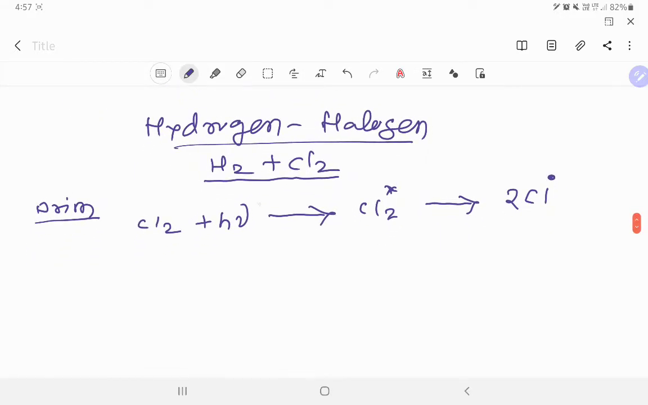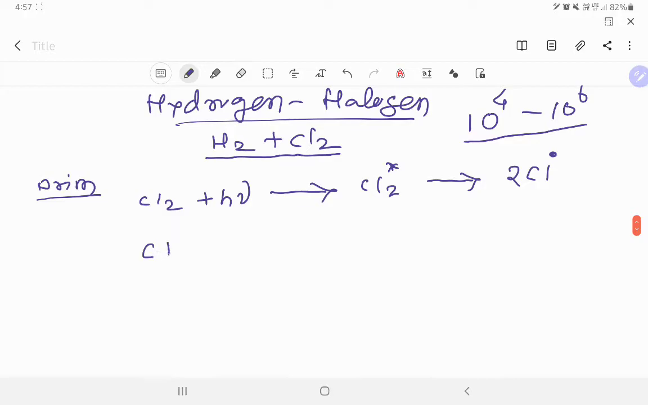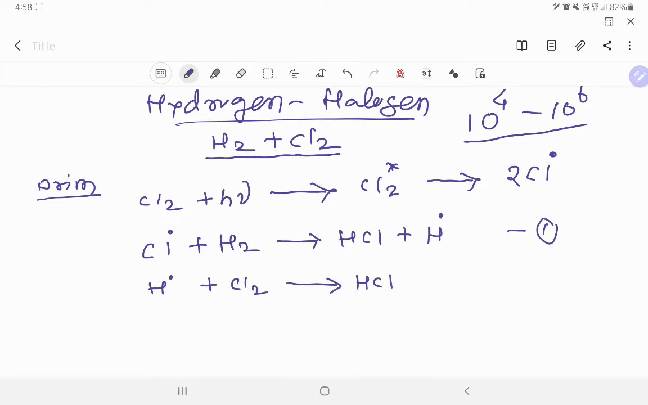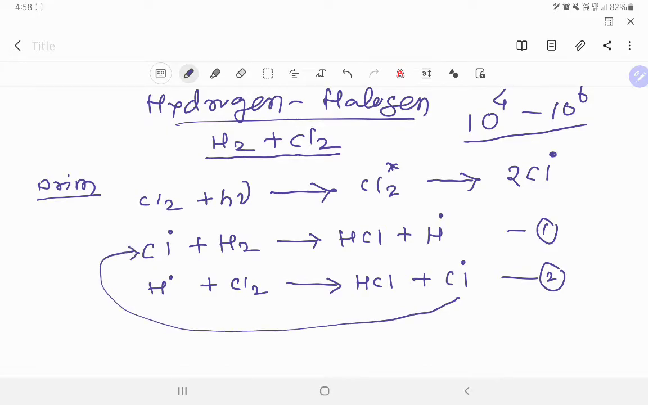Now what happens in this reaction? The quantum yield is in the range of 10 raised to 4 to 10 raised to 6, not 1. Very high quantum yield. Even a flash of light starts the reaction, that is the primary process, forming the Cl free radical. Now in the secondary reaction, what happens? This Cl free radical reacts with a hydrogen molecule and forms HCl plus H free radical. This H free radical, suppose equation 1, again reacts with a Cl2 molecule, forms HCl, that is the product, and a Cl free radical. This Cl free radical again reacts with an H2 molecule to form HCl and H free radical, and the reaction continues.